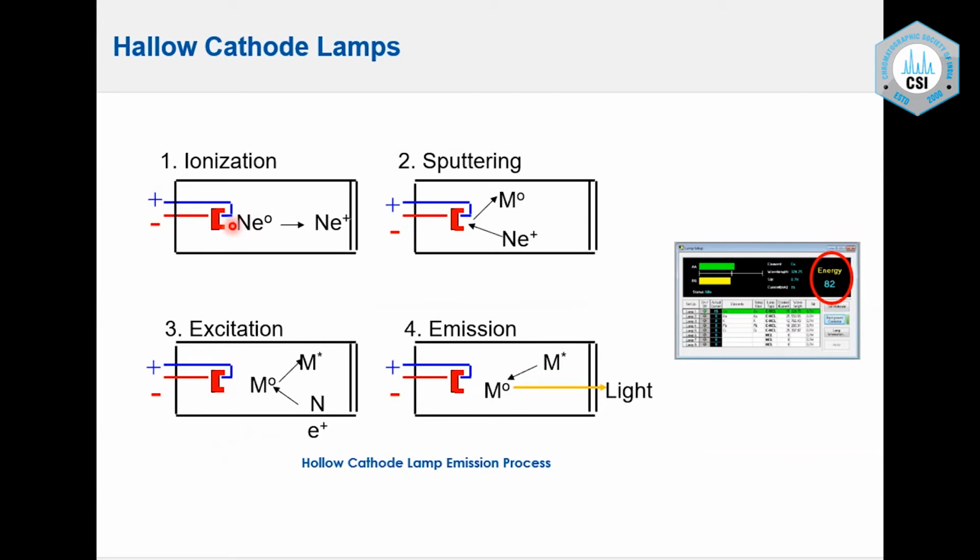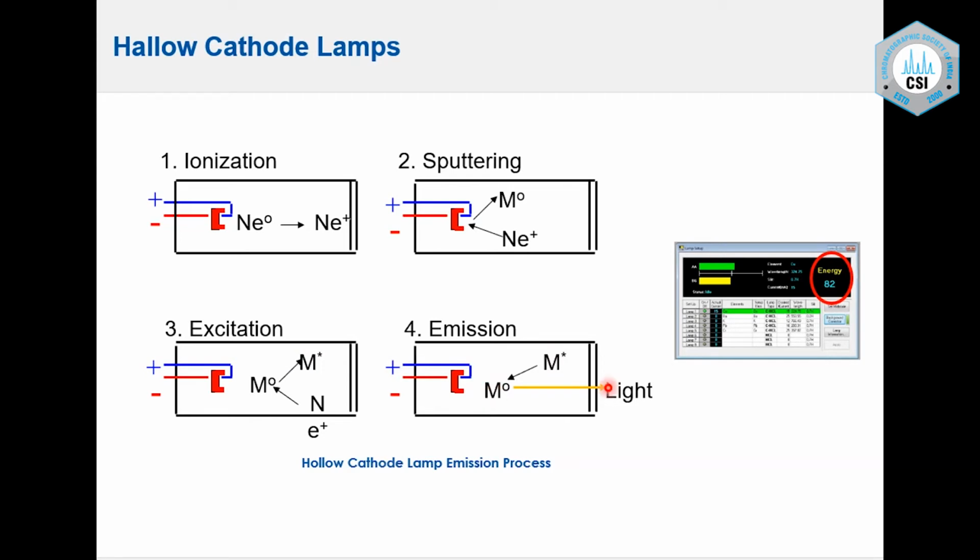So how does the hollow cathode lamp work? As I told you, this hollow cathode lamp has a cathode and an anode. When you apply an electrical potential, the neon gas filled in this lamp gets ionized, and the positively charged ions are attracted towards the cathode and knock out metal atoms. This process is called the sputtering process. Then these metal atoms are bombarded with electrons, and again go to an excited state, and you know the excited state is unstable. The atom comes back to the ground state and emits light.